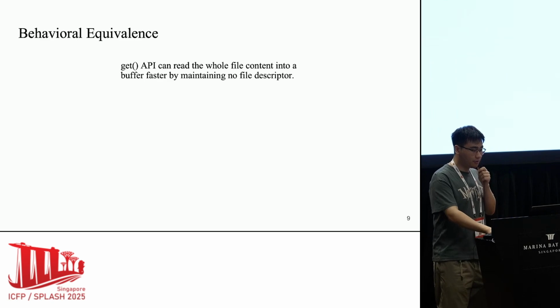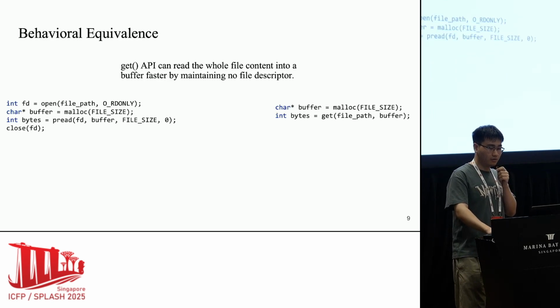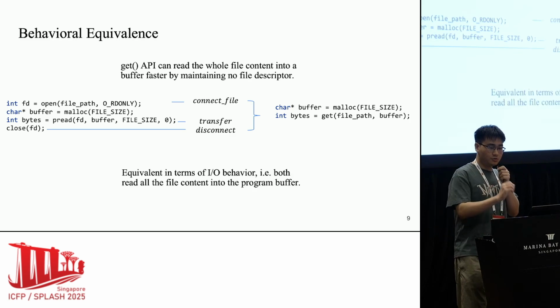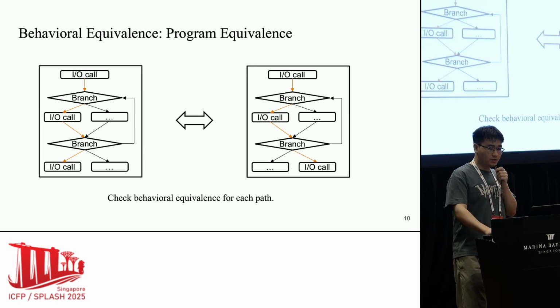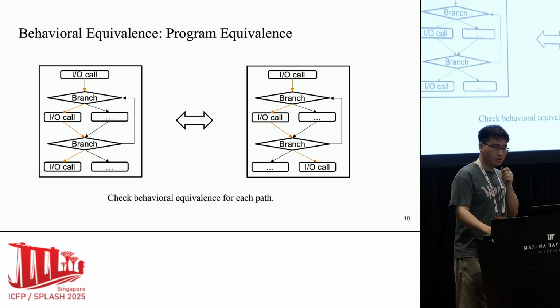So each atomic operation emits an I/O behavior. For example, these two code snippets use different APIs but emit the same I/O behaviors. So they are behaviorally equivalent. The code on the left uses POSIX APIs, open, pread, and close, and the code on the right uses the get API. We see two programs are behaviorally equivalent if every path in one program is equivalent to a path in the other program. The loops are unrolled only once.